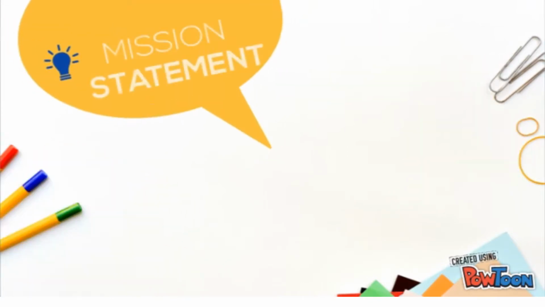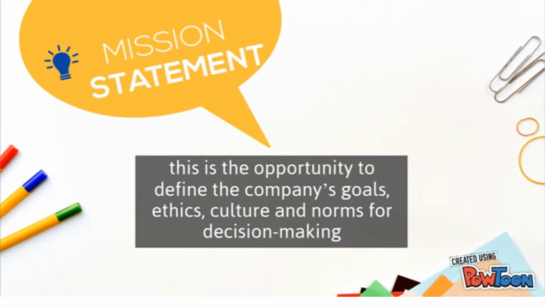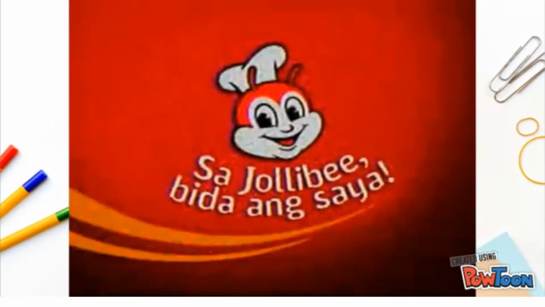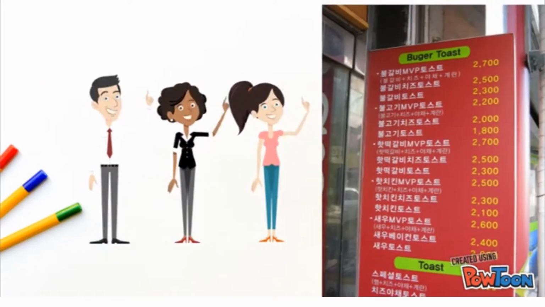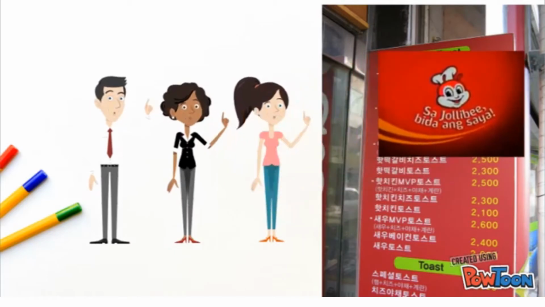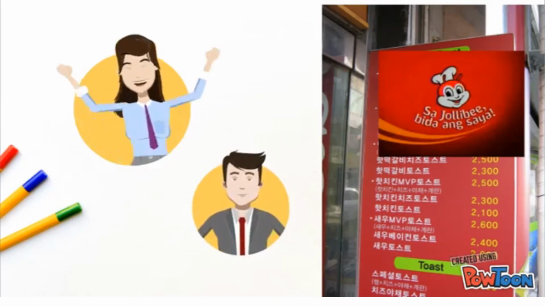Two is the company's mission statement. This is the opportunity to define the company's goals, ethics, culture, and norms for decision making. Jollibee is well known for "Sa Jollibee, Bida ang Saya," or in English, in Jollibee, happiness is here, or something like that. Whenever they make a new decision for a menu item, they take that statement and revolve their decision around it. They make sure the customers will be happy with the new menu item. Happy customers, happy business. Three is the style of leadership.